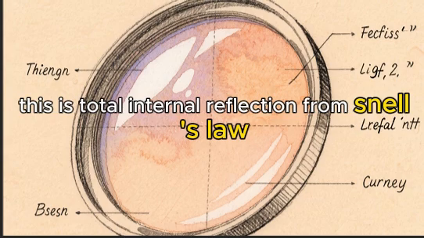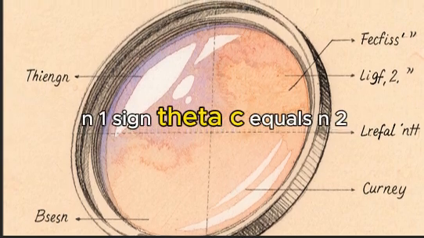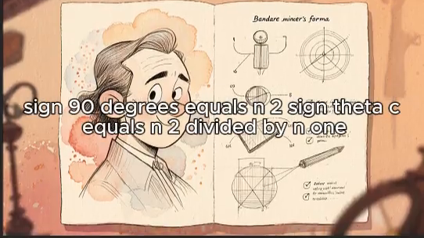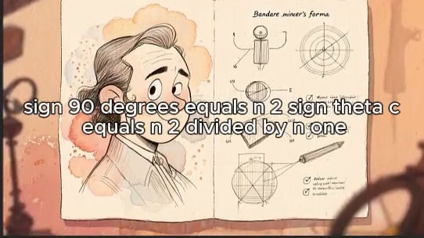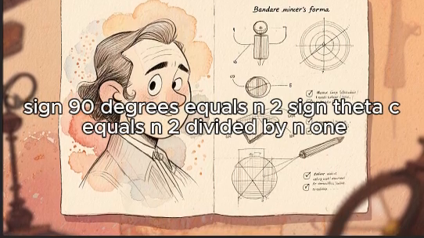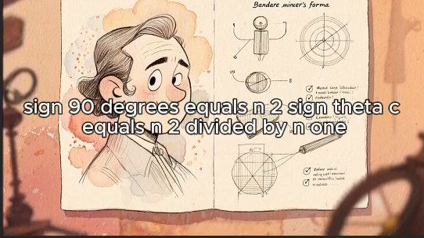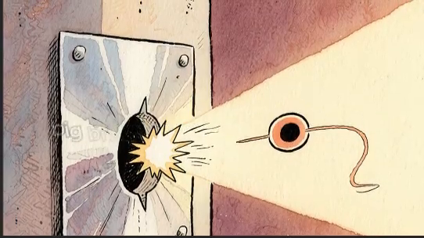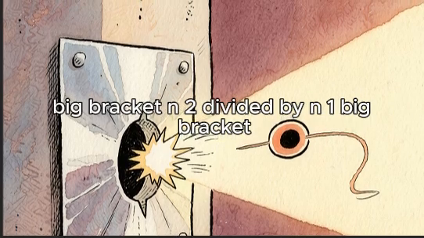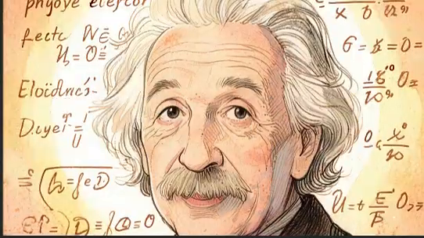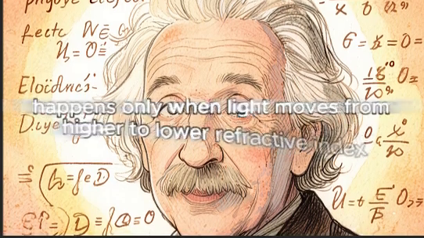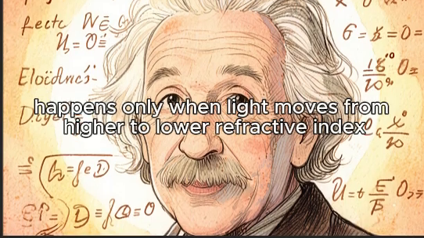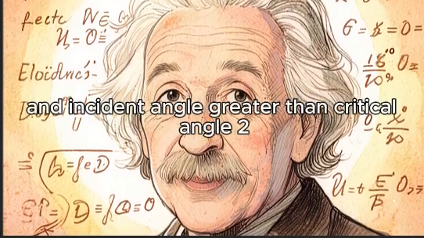From Snell's law, N1 sine theta c equals N2 sine 90 degrees equals N2. Sine theta c equals N2 divided by N1. Theta c equals sine inverse of N2 divided by N1. Key point: TIR happens only when light moves from higher to lower refractive index and the incident angle is greater than the critical angle.